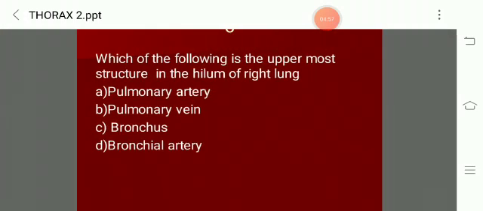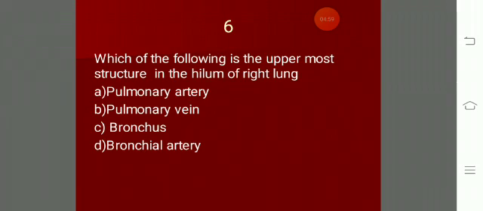Next question. Which of the following is the uppermost structure in the hilum of right lung? What is it? It is the bronchus. What are the structures passing through the hilum of right lung in order from above downwards? Can you name it? First is eparterial bronchus, then artery, pulmonary artery, then hyparterial bronchus, then vein. So that is the order in right lung.